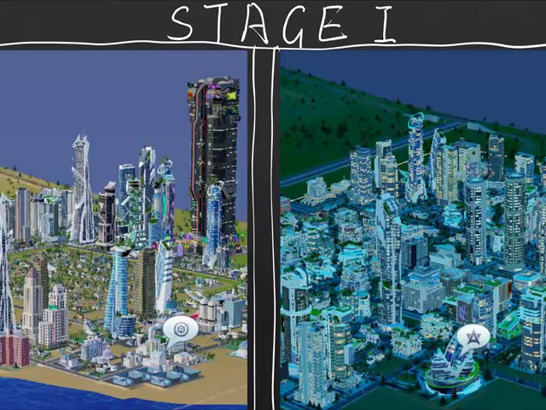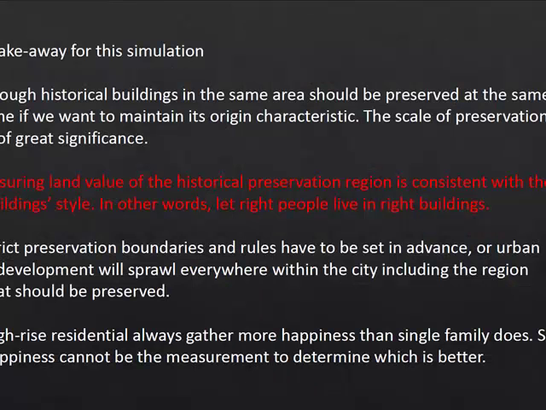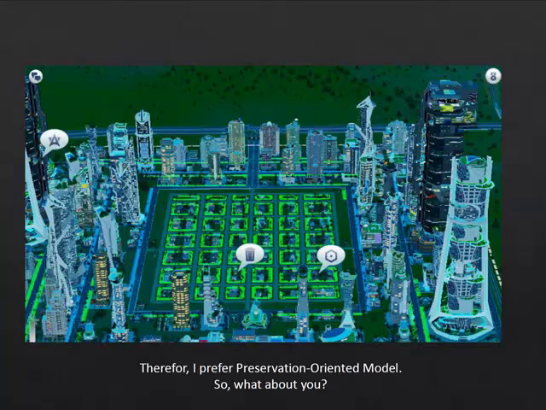After the comparison, I found the first approach, which is a preservation-oriented way, gives the city more identifiability. From this simulation, I found that ensuring land value of the historic preservation region is consistent with building style. In other words, let right people live in right buildings. Since I prefer preservation-oriented model, this became my starting point of my new experiment.